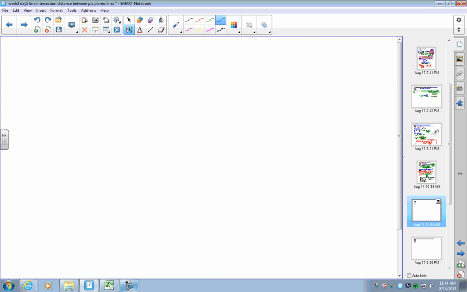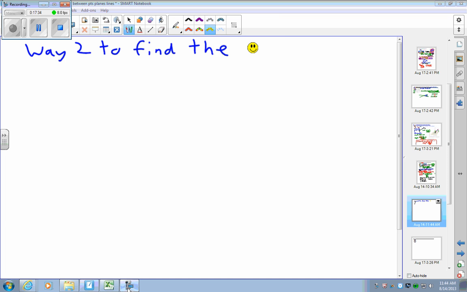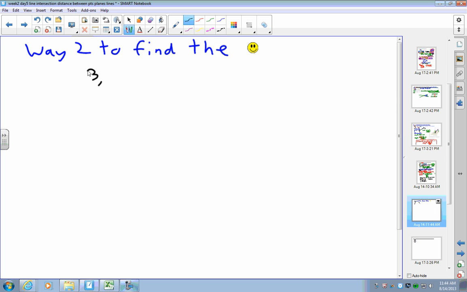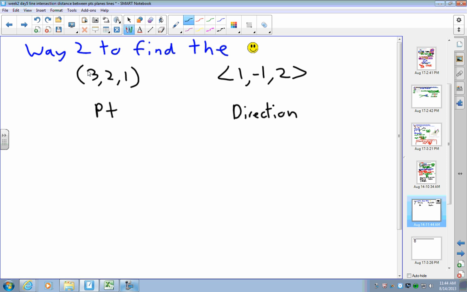So the other way, way 2, to find the smiley face. Okay? Way 2 is this. You already know the point. So I have 3, 2, 1. There's my point. I already have my direction, which is 1, -1, 2. And I need to move in that direction, but I need to move how far? The distance I want to move is this.